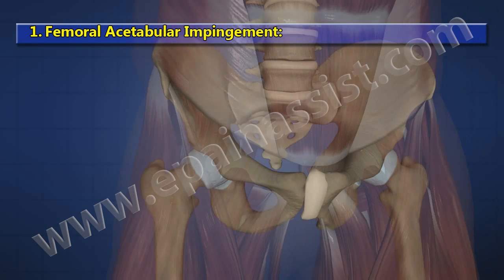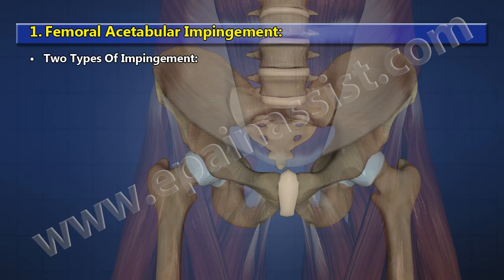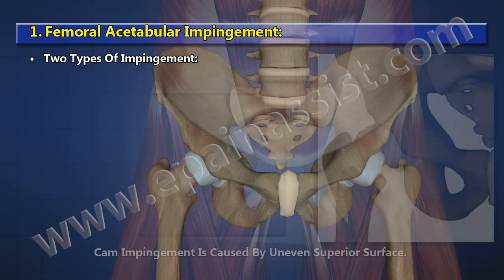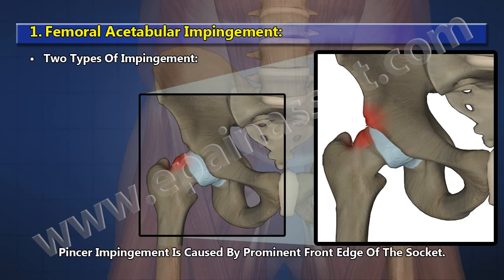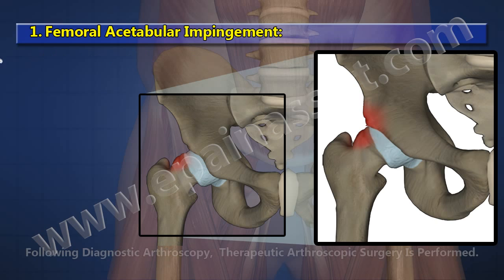Femoral acetabular impingement. Two types of impingement. Cam impingement is caused by uneven superior surface. Pincer impingement is caused by prominent front edge of the socket.